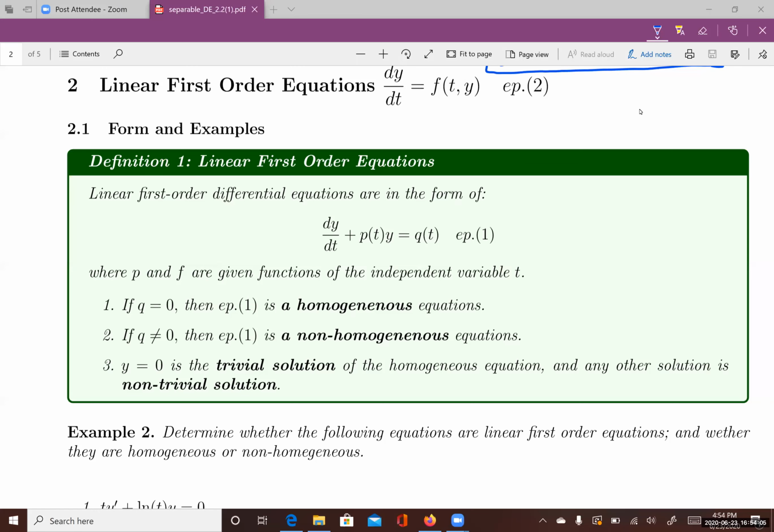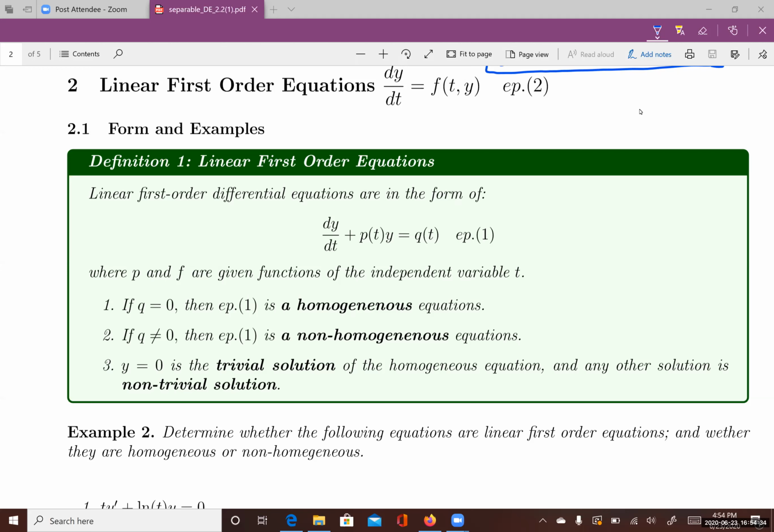This lecture introduces linear first-order differential equations, and we're going to talk about a method that you can use to solve some of the linear first-order differential equations. The method is called variation of parameters.